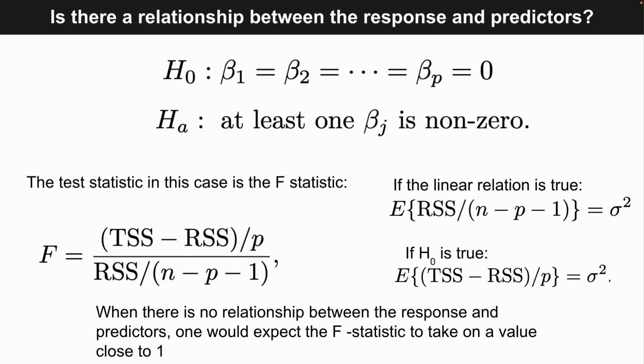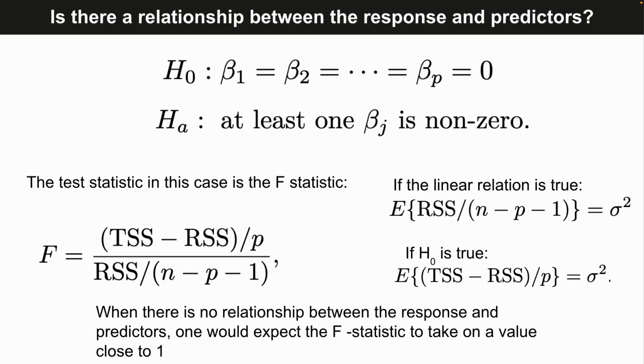These two proofs we are not going to do, but if the linear relationship is indeed true, the expectation of the residual sum of squares divided by n minus p minus 1 is sigma square. P, if you recall, is the number of covariates. If this is simple linear regression, p is 1. If not, then p can be anything, which is the number of covariates that you have. And if the null hypothesis is true, then the expectation of TSS minus RSS divided by p is also sigma square. You'll remember this quantity here, and it will make sense in the next slide why this is a quantity.